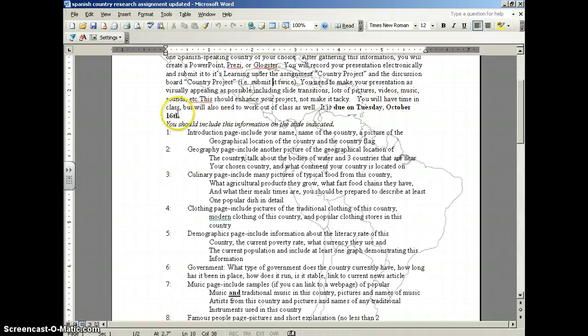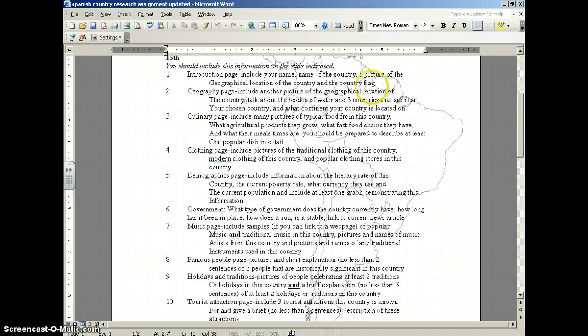It's due October 16th, which means you need to submit it by October 16th. I believe I set that time as 7 o'clock a.m. So, an introduction, key in on the fact that you need to include a specific picture of the geographical location, and then you also need the flag on there. If you have a city, there are city flags at times, or you could just put the country.